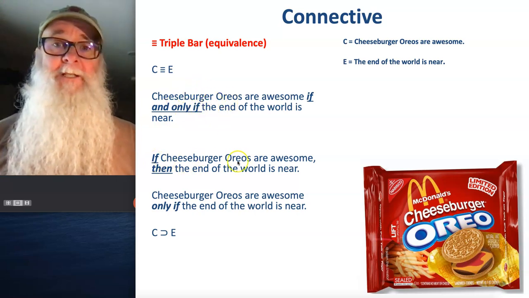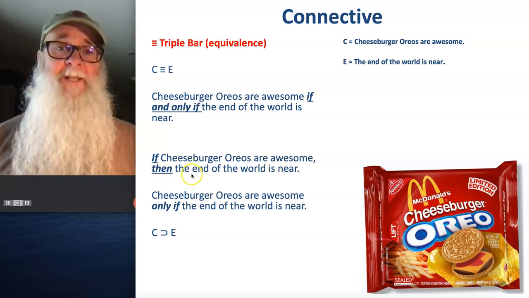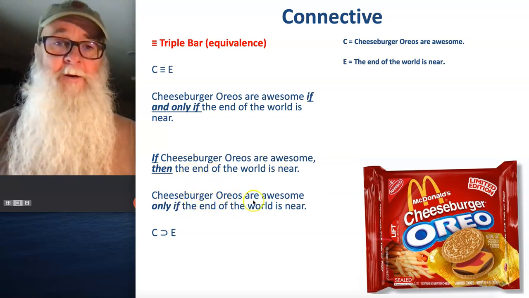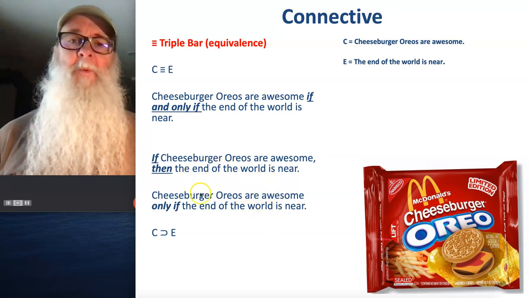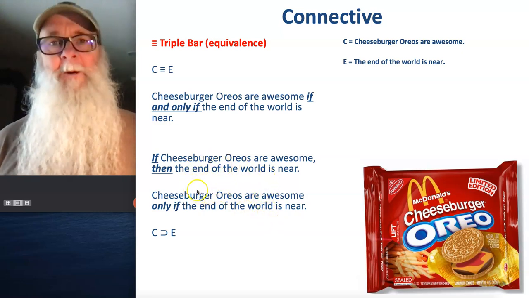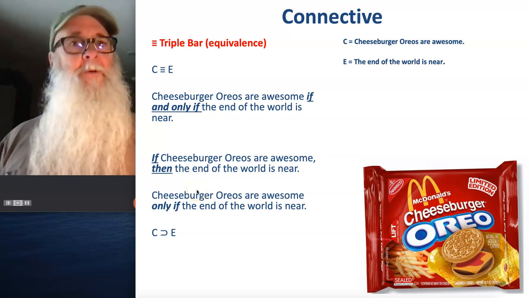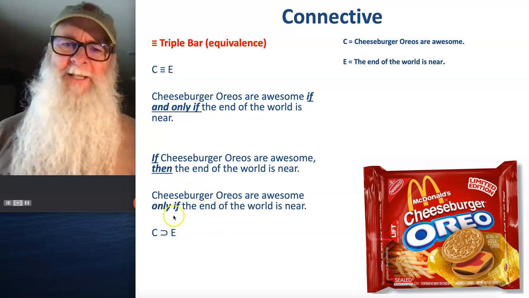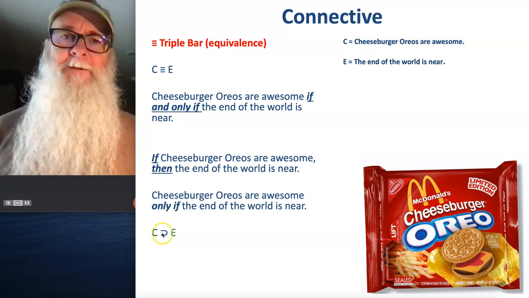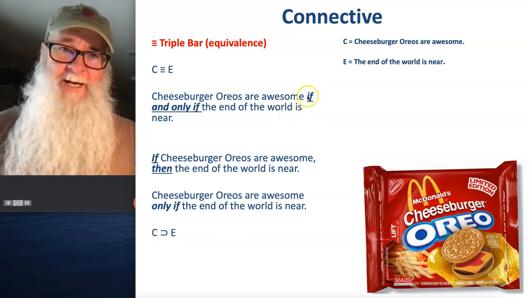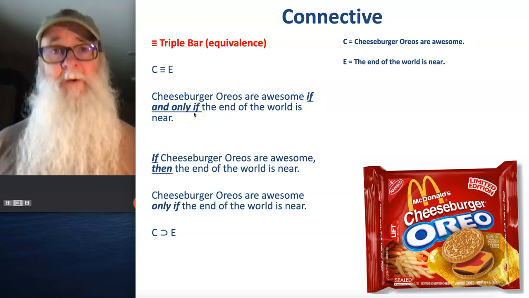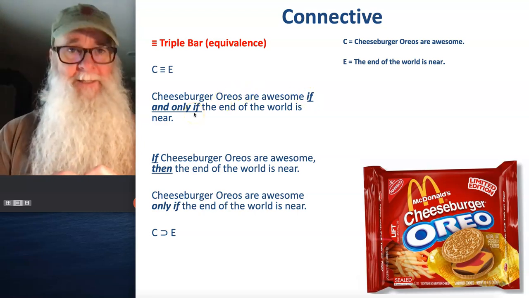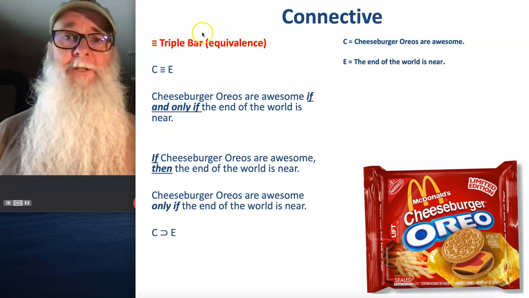We looked at this sentence, if cheeseburger Oreos are awesome, then the end of the world is near. Cheeseburger Oreos are awesome only if the end of the world is near. What we said in that earlier lecture is that when we have sentences that take on this form, an if-then statement or its equivalent, we're going to represent that statement using the horseshoe. If, on the other hand, we have both the phrase if and only if, or their equivalent, being brought together as a connective, then we're going to use triple bar.